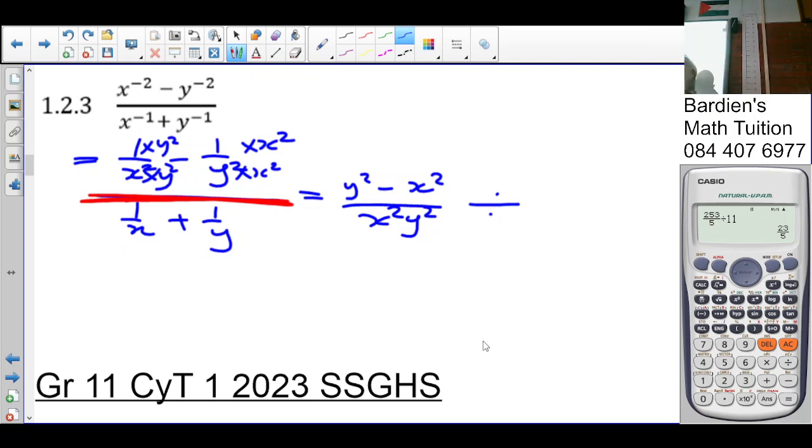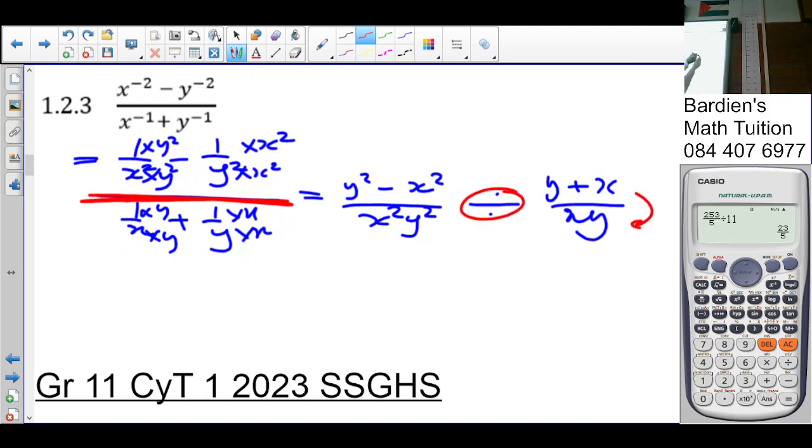Where the LCM here is xy. So this must be multiplied by y, and this by x. So it will be y plus x. Okay, we're going to change this to multiplication, we tumble and times. We're going to take the difference of two squares there. As you can see, it will be able to cancel.